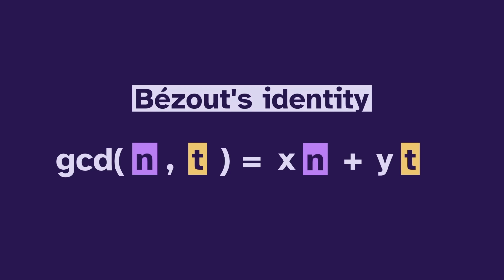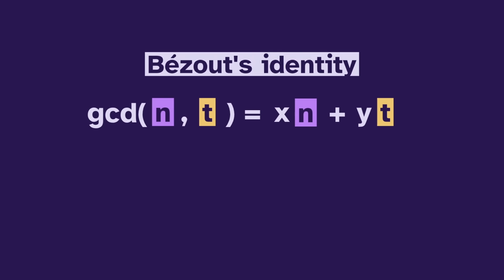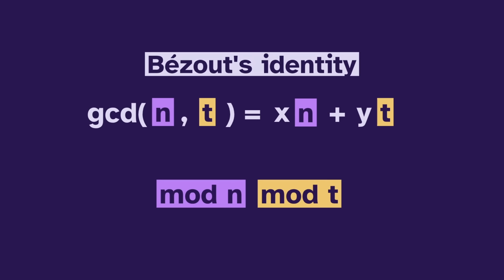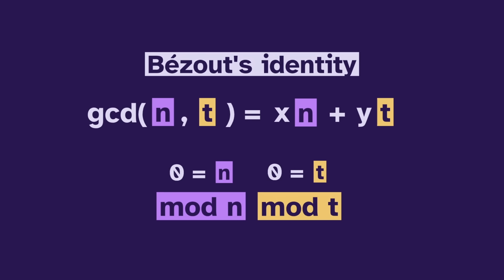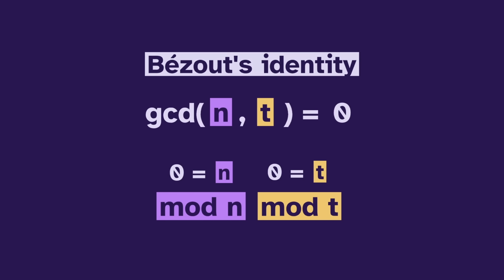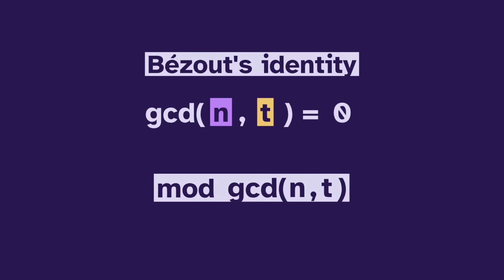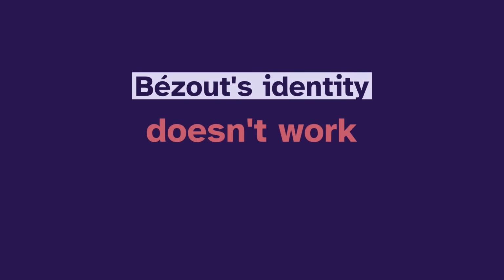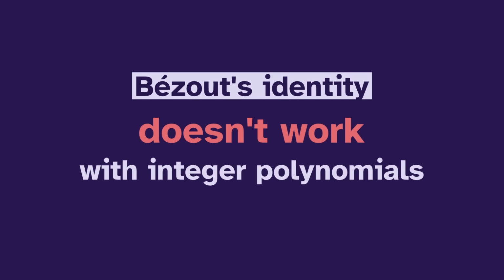But I think that it would be good timing for me to quit with all this wordplay. Bezout's identity means that if we have a double mod, then both get set to 0, so the GCD is also 0, and we can just simplify to a single mod. It's pointless to do double modular arithmetic. Well, it's pointless in the integers, but Bezout's identity doesn't work with integer polynomials.